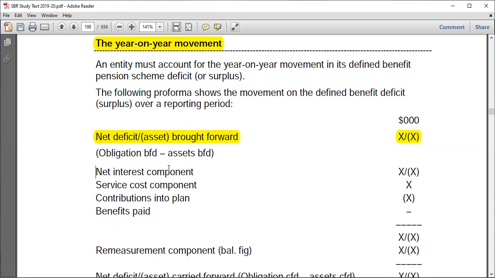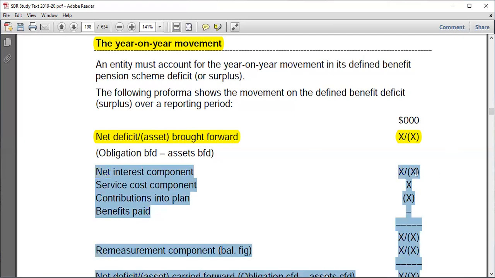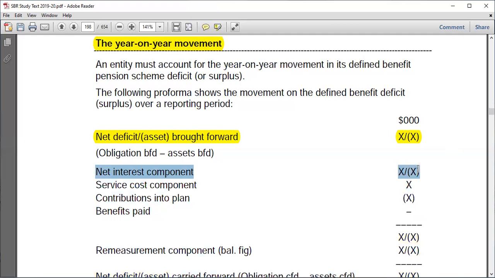Then here you have the net interest component. By the net interest, we assume that the contribution has been paid at the end of the year. So if it has been paid at the end of the year, that means an interest has already accrued on this opening balance figure. So you take the interest rate given, you multiply by this opening balance, and then it would increase it. If it was an asset, it would increase an asset. If it is a net liability, it would also increase a liability. And this interest component always goes to the statement of profit or loss.